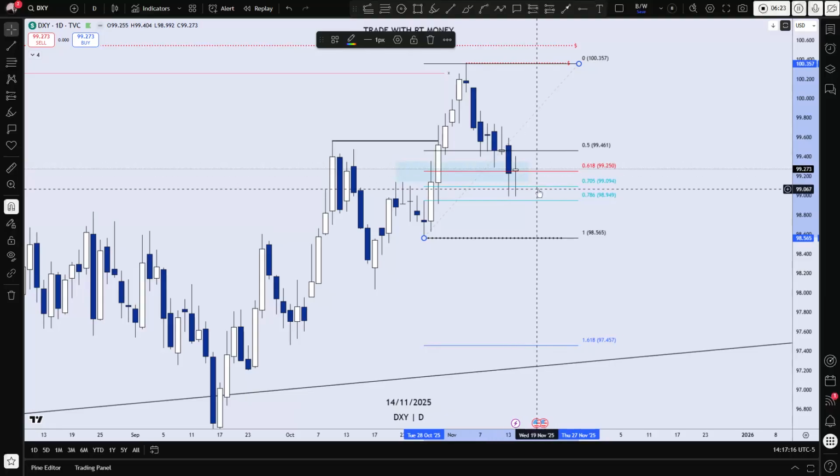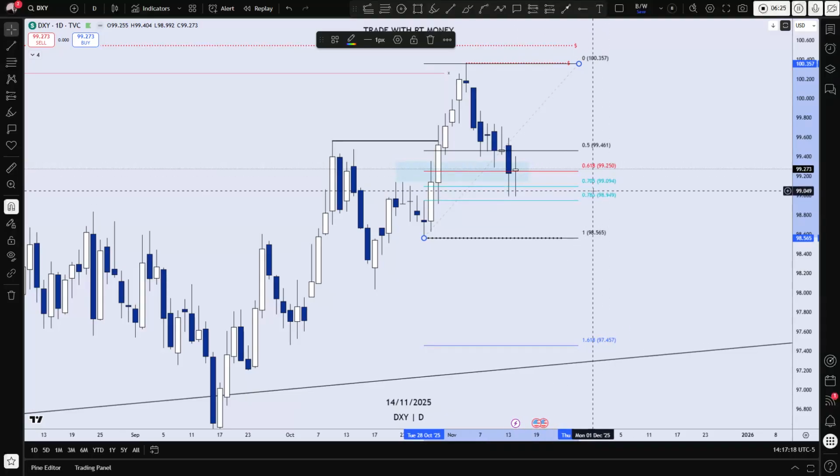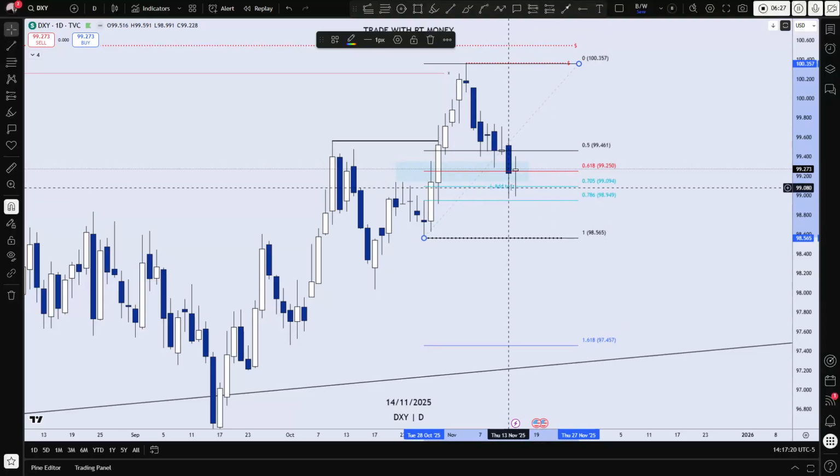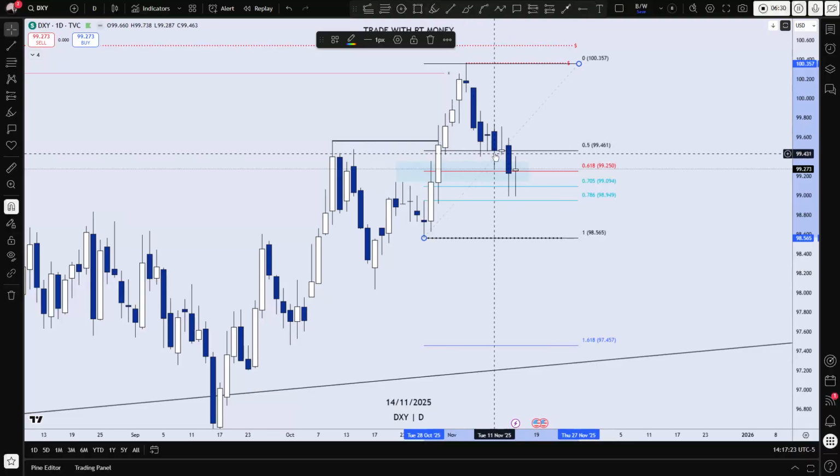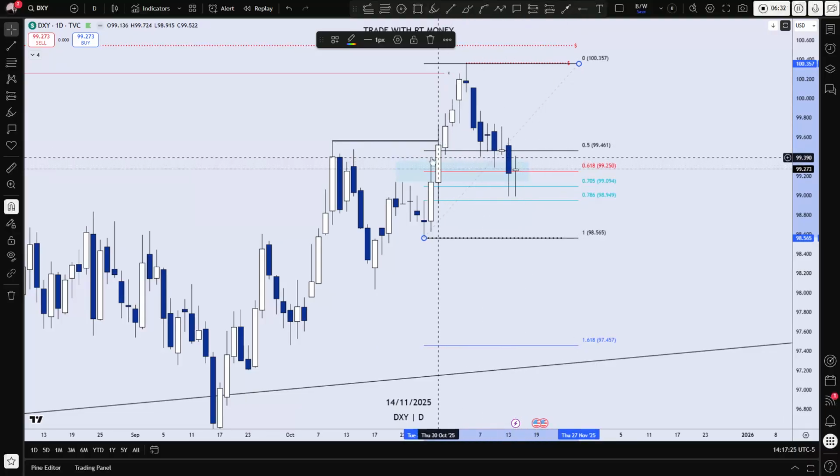And you can see price came back to the 786, 705 area. Boom, right? Below the 50%. This is where you start looking. And right at this weekly fair value gap.